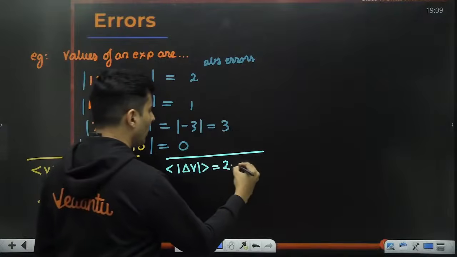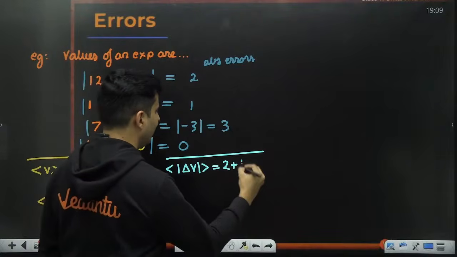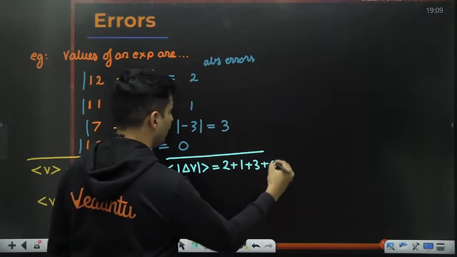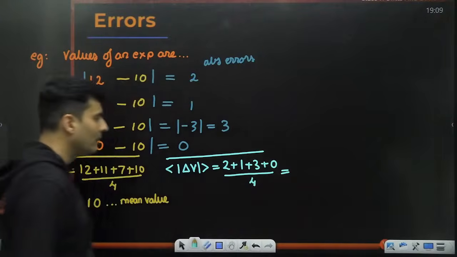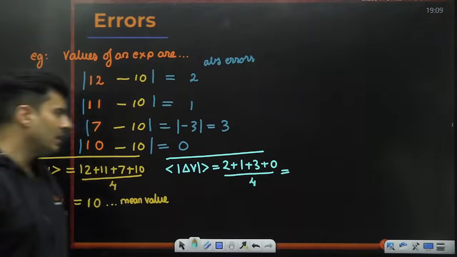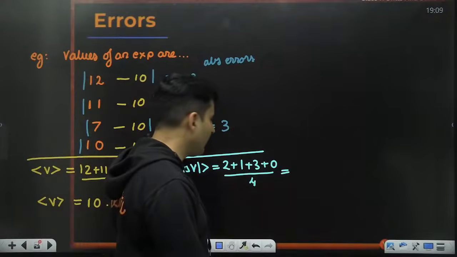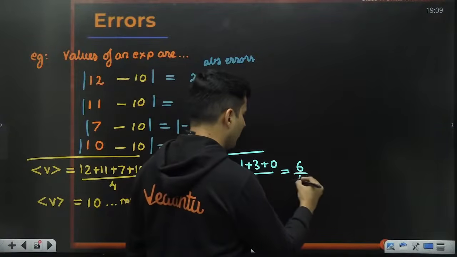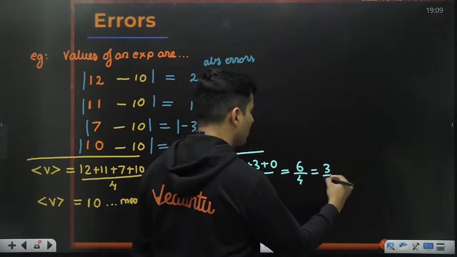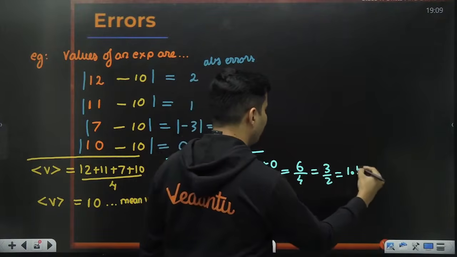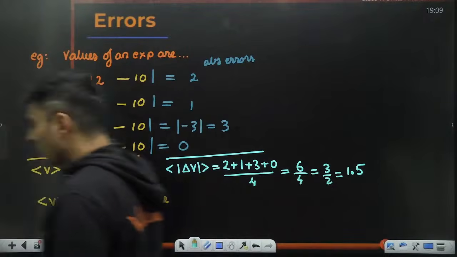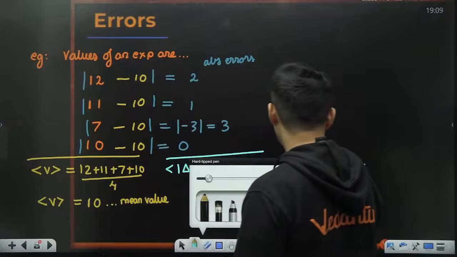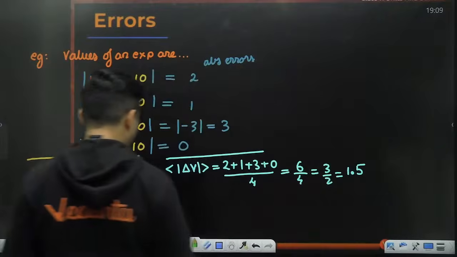So 2, and then you have 1, and then 3, and then 0, whole thing divided by 4. What is it coming out to be? 2 plus 1 is 3, 3 plus 3 is 6, 6 divided by 4 is 3 by 2, which is 1.5, isn't it? So what will be my final answer?